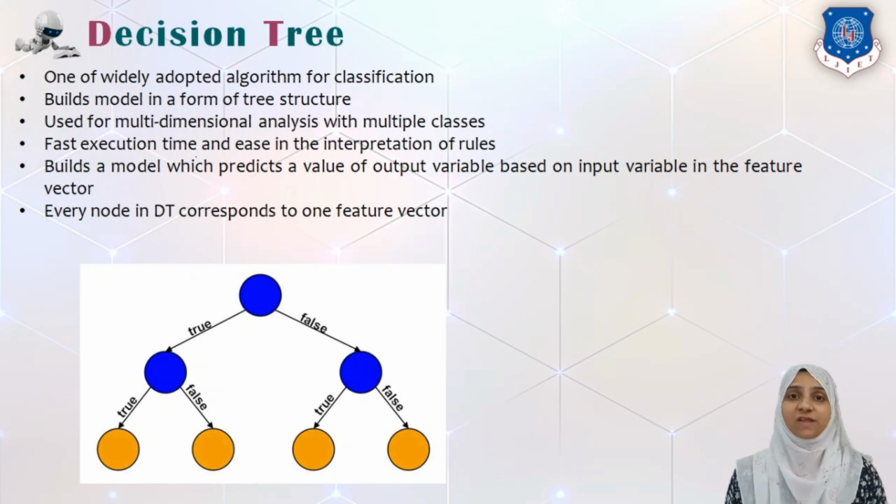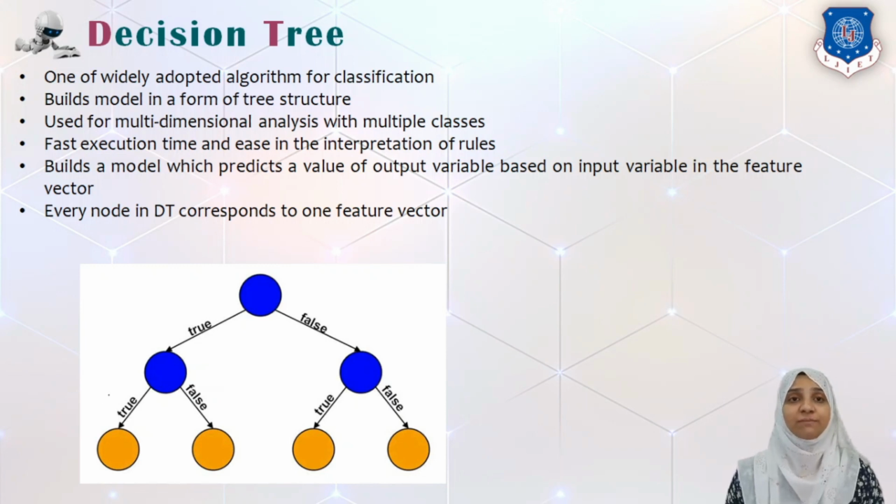Decision tree is basically one of the widely adopted algorithms for classification. From the name it suggests that it builds a machine learning model for classification in a tree structure, and it is basically used for multi-dimensional analysis having multiple destination classes. It has very fast execution time and the rules of the given training data are very easy to interpret.